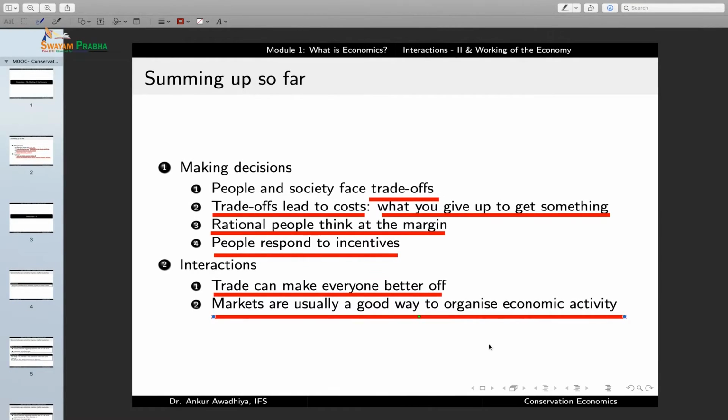Similarly, in the case of a market, there is not a third force that is making these decisions about whether I should have ice cream or whether I should have chocolates. So I make decisions based on my own free will, and all these decisions of different buyers and sellers in the market are reflected in the prices that we see in the market. So the market makes it very easy for buyers and sellers to make decisions based on the prices. And so markets are a very good way of organizing economic activity.